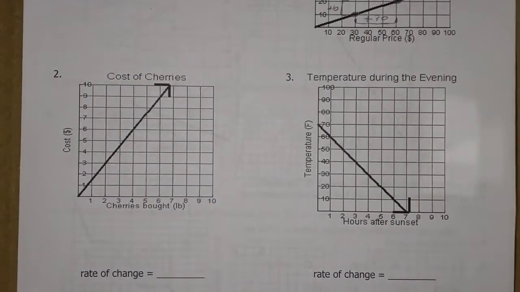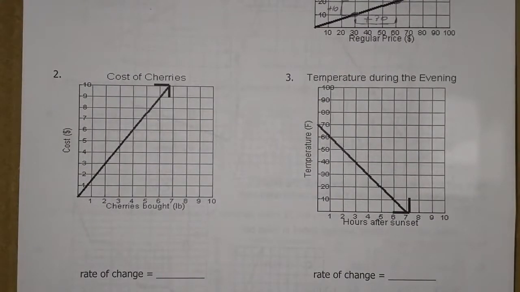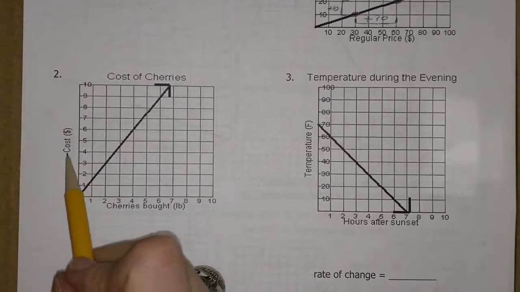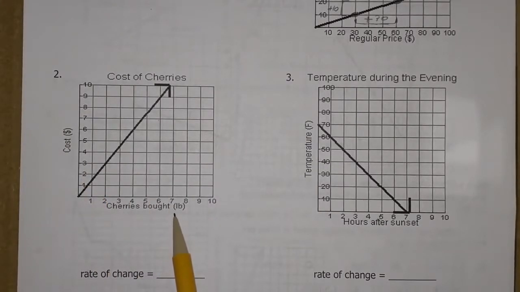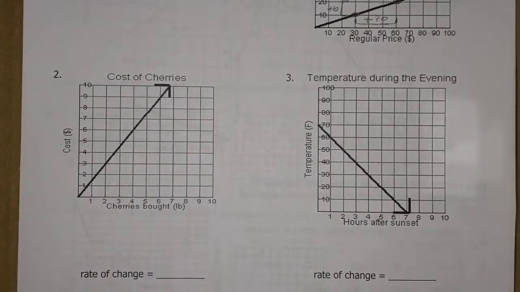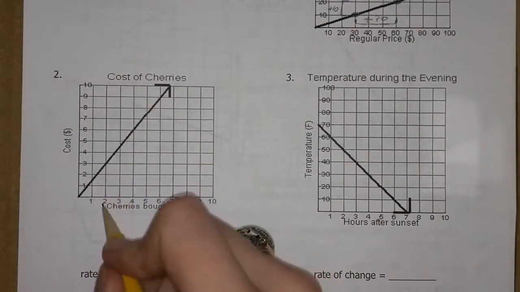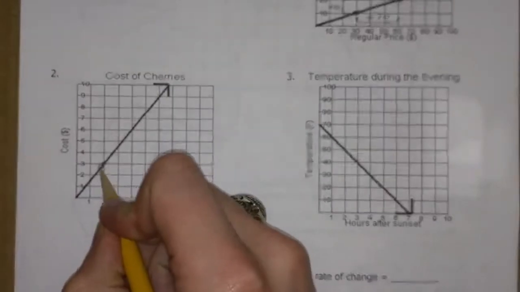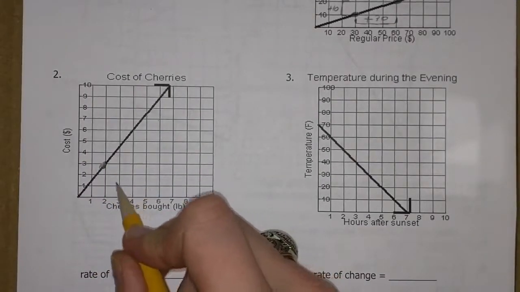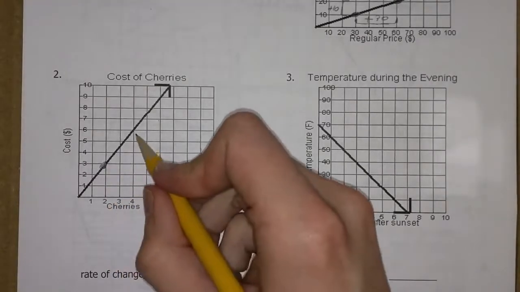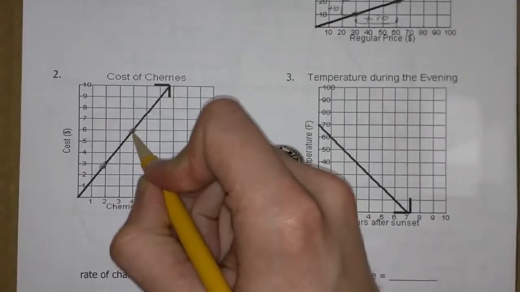Number 2, cost of cherries. If we're looking at what's here, we have cost and we have pounds of cherries bought. So our meaning is going to have to do with those two things. First, perfect points. Okay, so 2 and 3. And I see another perfect point right here at 4 and 6.